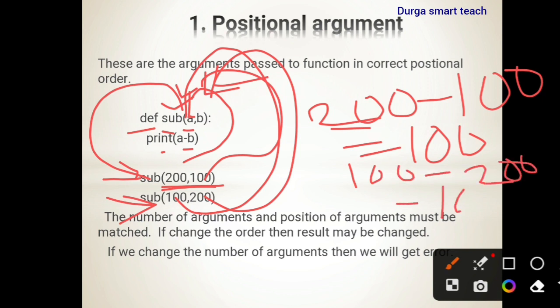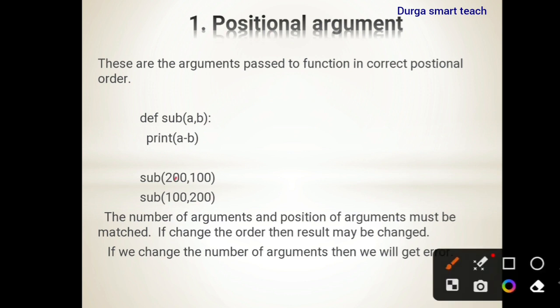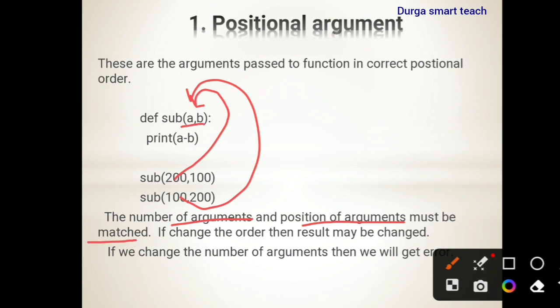minus 100. Okay, so here position is very important. Based on position the values are assigned. First 200 is assigned to a because 200 is at the first position. Next 100 is assigned to a because 100 is at the first position. Based on position values are assigned, and that is nothing but positional argument. Here the number of arguments and position of arguments must match. Here the number of arguments is 2, and here also the number of arguments is 2.